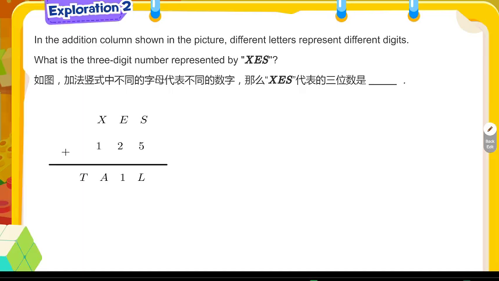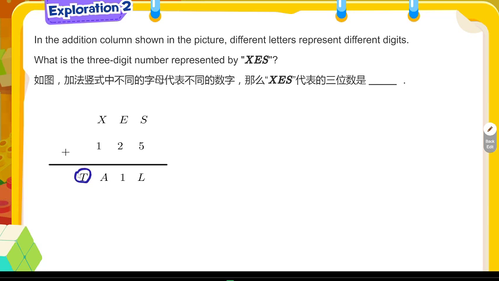And now we are going to introduce exploration 2. This part is set in the addition column shown in this picture. Different letters represent different digits. What is the 3-digit number represented by XES? So we still need to use the range. The sum of 2 3-digit numbers equals a 4-digit number. What might be the T here?